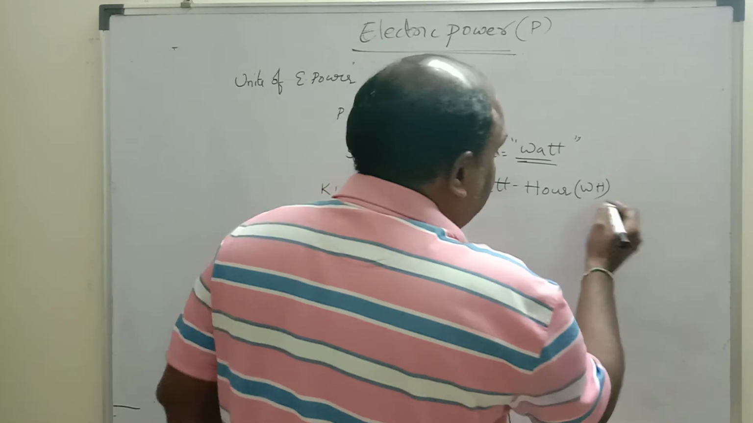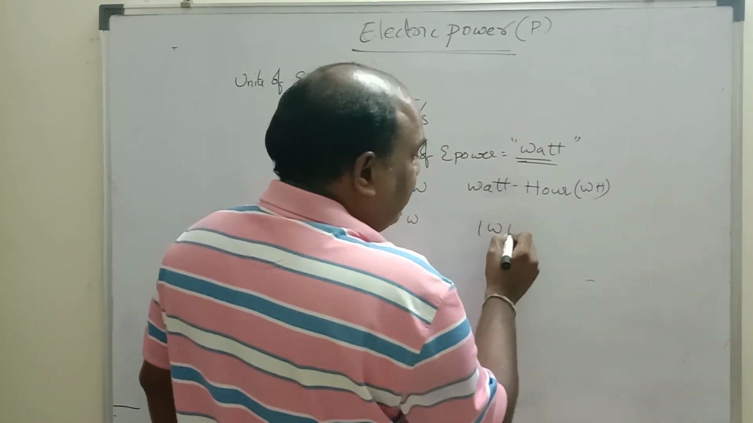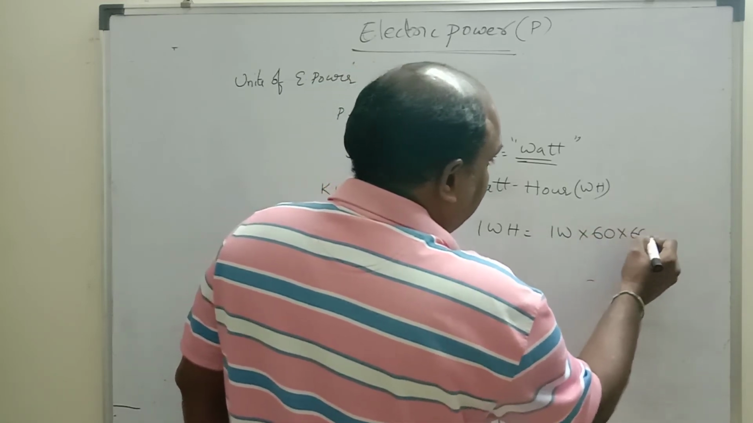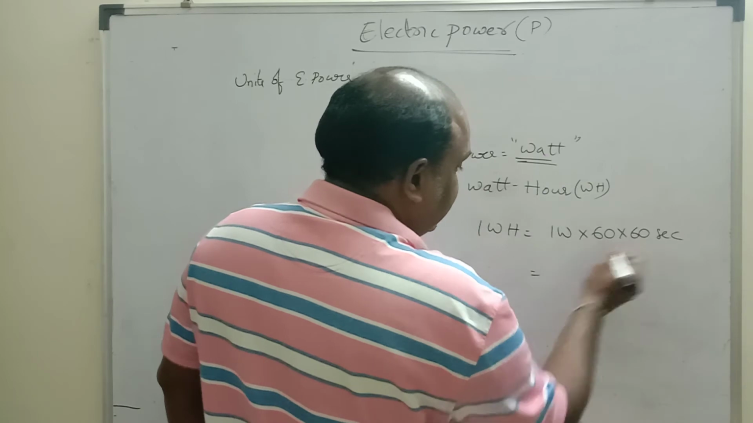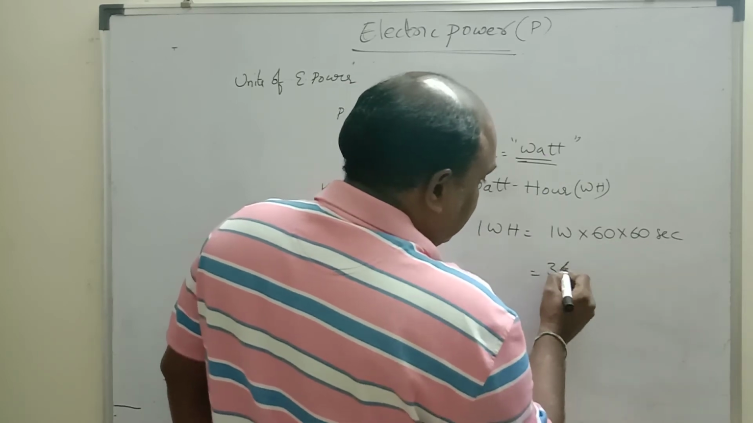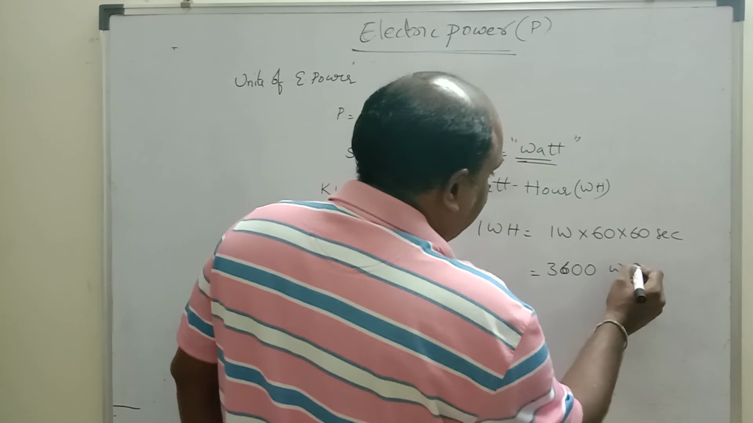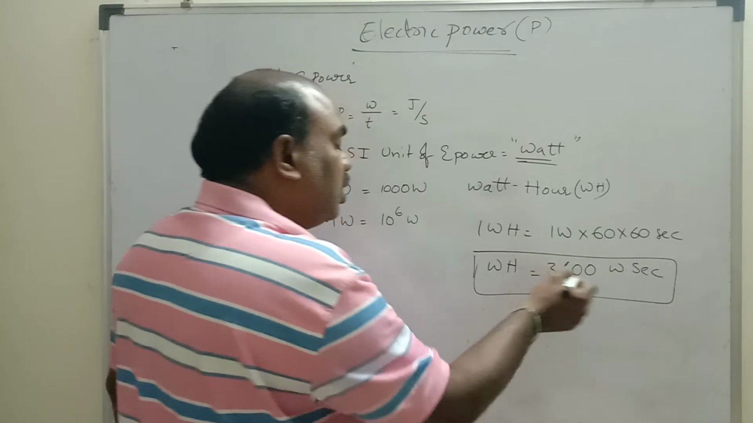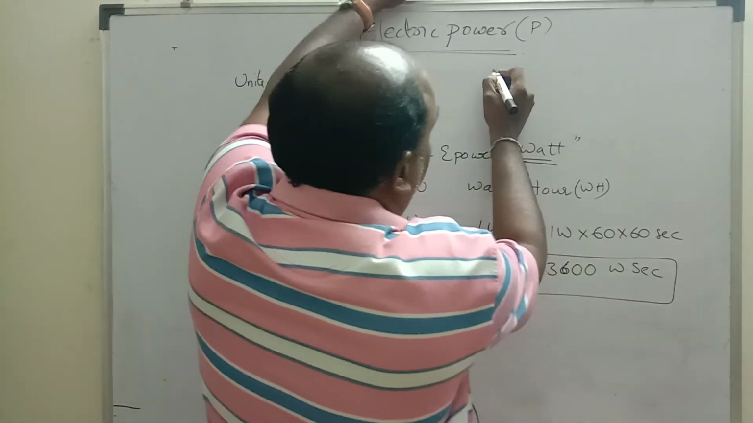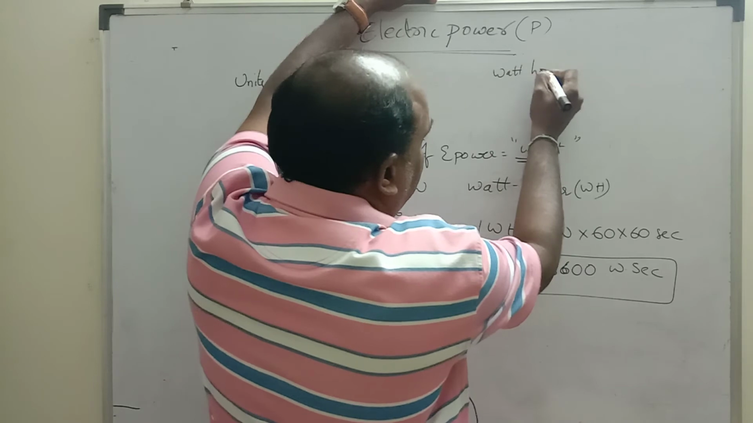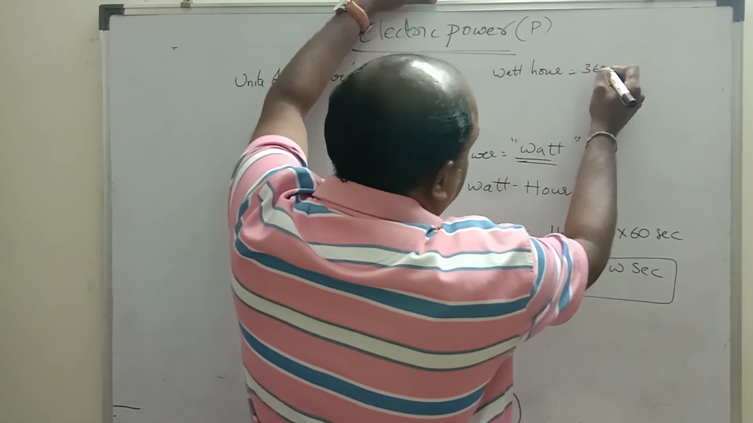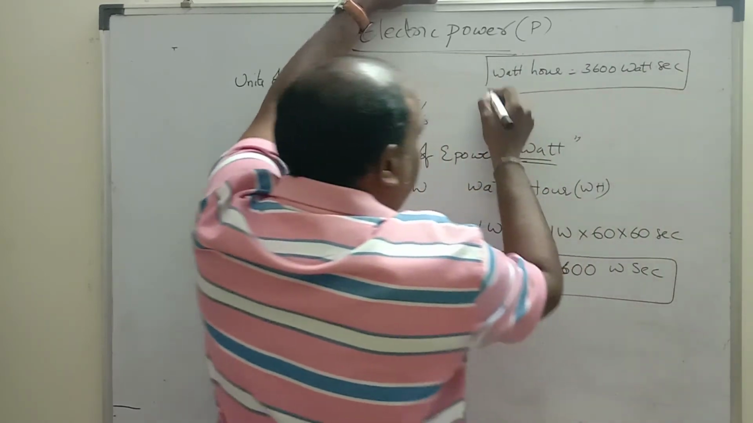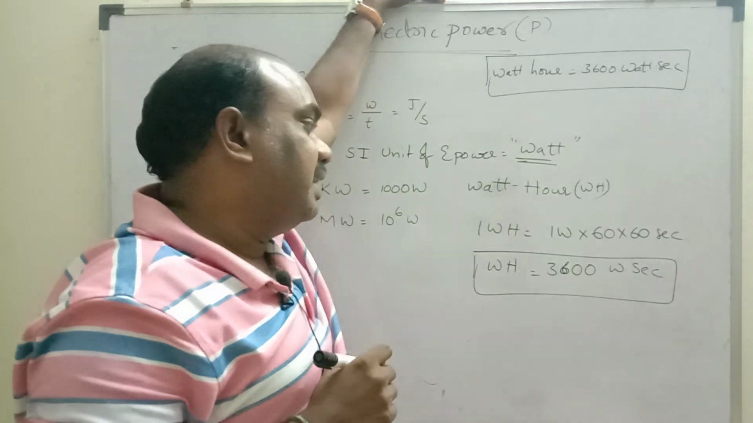1 watt hour is equal to how much? Denoted by WH. 1 watt hour is equal to 1 watt into 1 hour, which means 60 minutes. 1 minute is equal to 60 seconds. So 6 6s are 36, beside 2 zeros, 3600 watt seconds is the value of watt hour. 1 watt hour is equal to how many watt seconds? 3600 watt seconds. Important. Very, very important, children. Remember, 1 watt hour is equal to 3600 watt seconds.